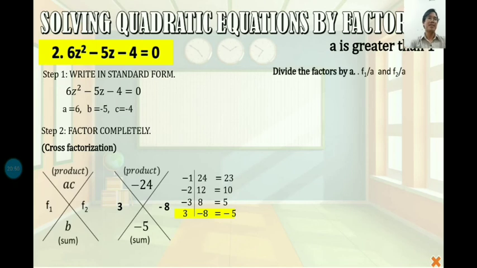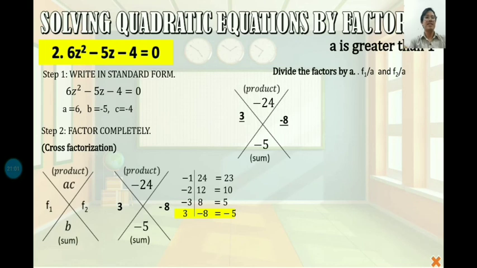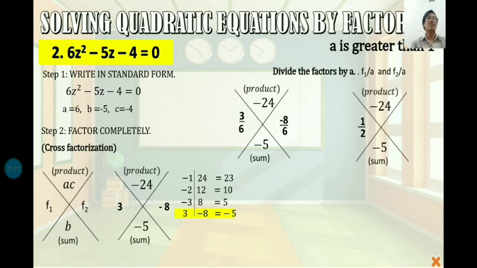Then after that, let us divide the factors by a. So 3 over, what is the value of a? 6. 3 over 6 and negative 8 over 6. And let us get the lowest term. 3 over 6, the lowest term is 1 half. What about negative 8 over 6? What is the lowest term? Yes, the lowest term is negative 4 over 3. So these are now the factors in lowest term: 1 half and negative 4 over 3.